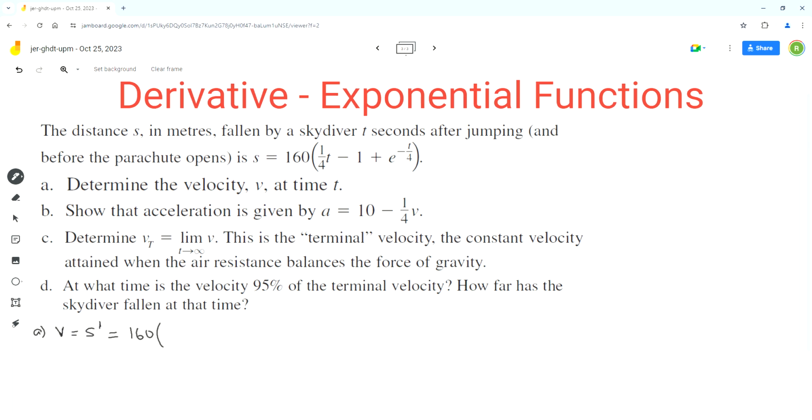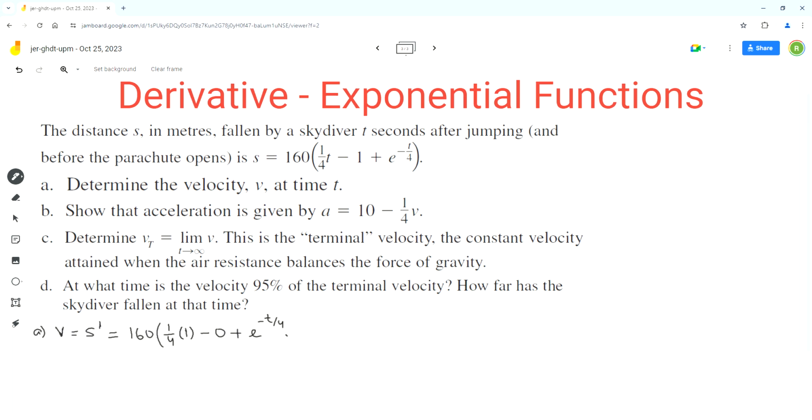Now we can find the derivative of the terms in the parentheses. So in the first term, 1 over 4 is the coefficient of the term, so it will stay as it is. And the derivative of t is 1. Now the derivative of the next term, 1, is 0 because it is a constant. And in the next term, this e term is the exponential term. So the derivative of this term will be the e term as it is, times the derivative of its exponent.